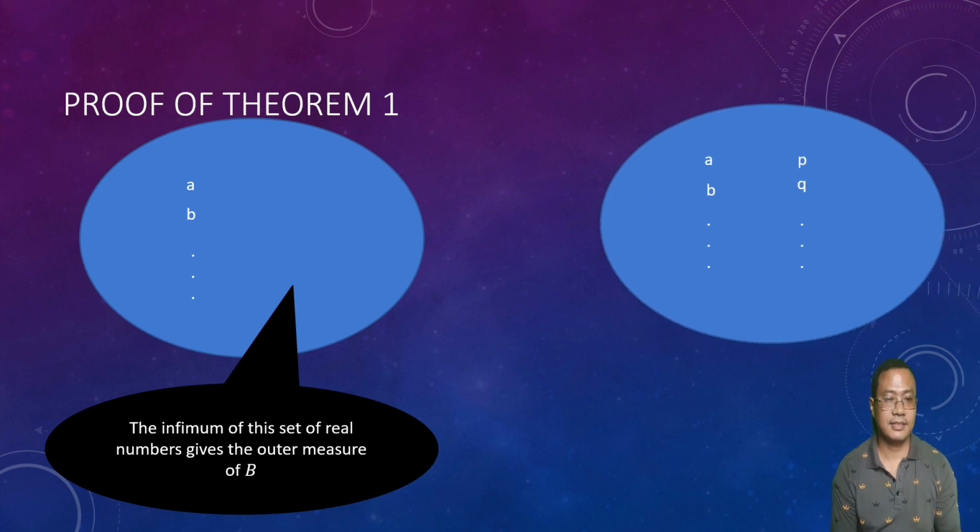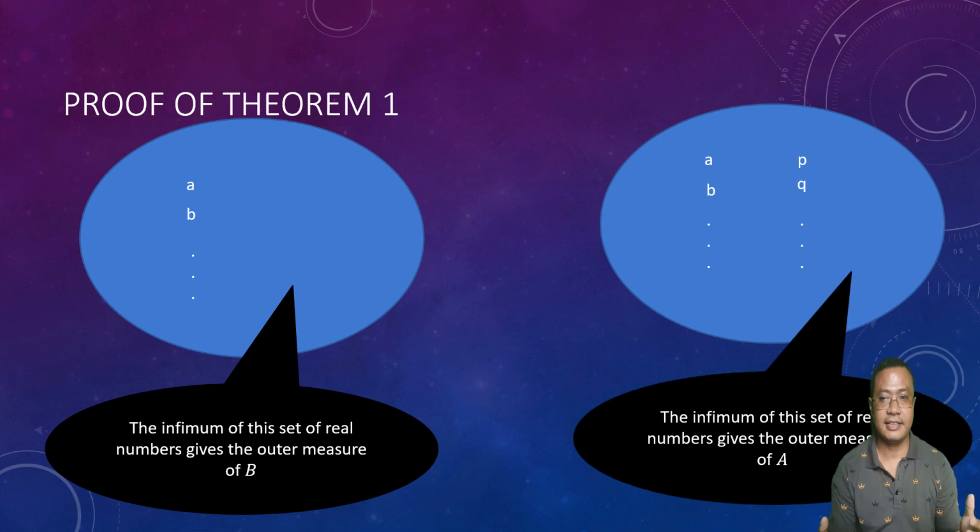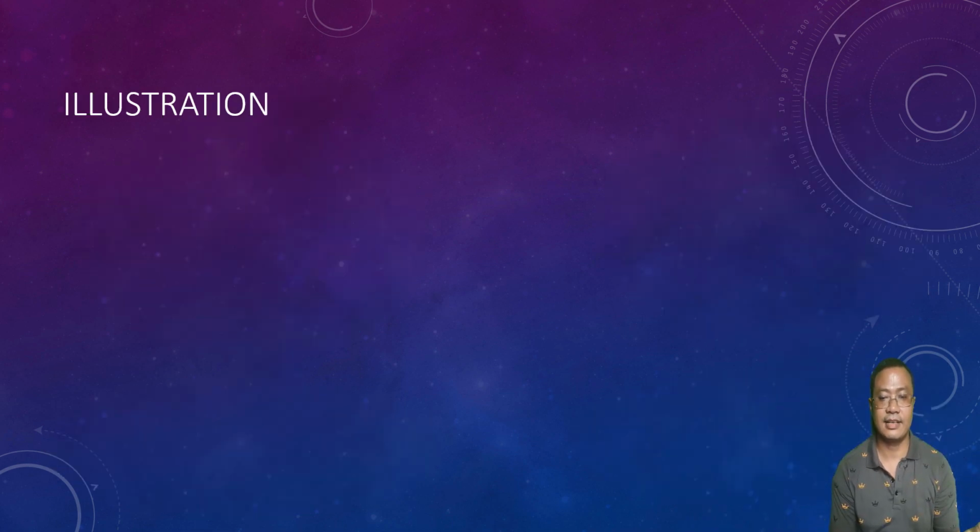That will give you the outer measure of the set B. But in the case of the collection of covers of A, it will give you the same real numbers as the covers of B, but some other additional ones will also be added. Okay, that means the collection is bigger. From that you are going to find the infimum. That infimum, which gives the outer measure of A, will be less than or equal to the infimum of this set of real numbers for B.